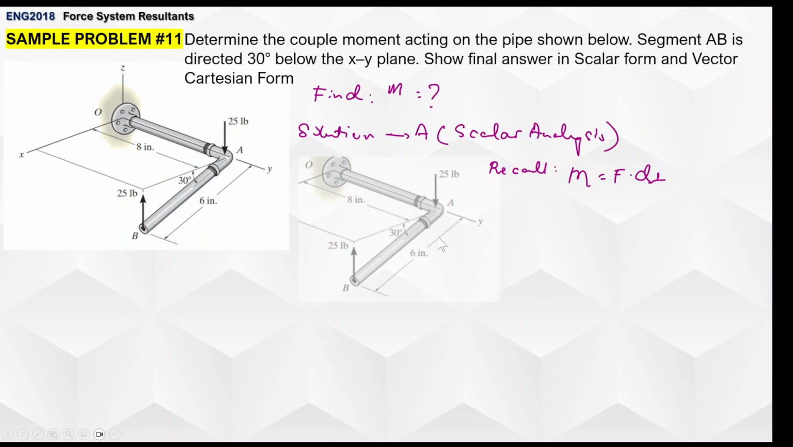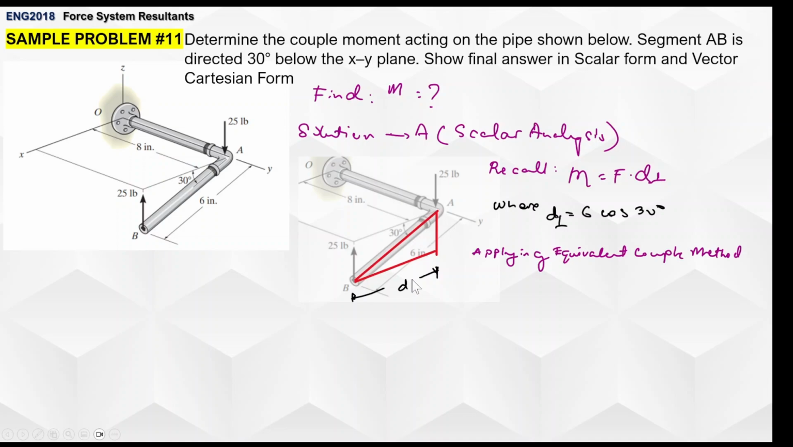A good thing we have dimensions here where we can use our trigonometric tools to identify the horizontal distance, d, which is simply the perpendicular distance d is 6 cosine 30 degrees. And all we have to do now is apply the equivalent couple method. So we multiply 25, which is negative 25 pound force because it's clockwise.